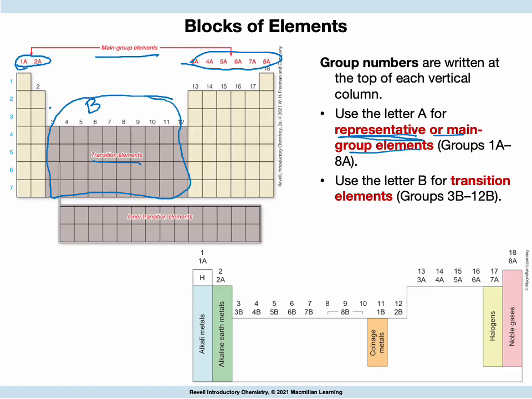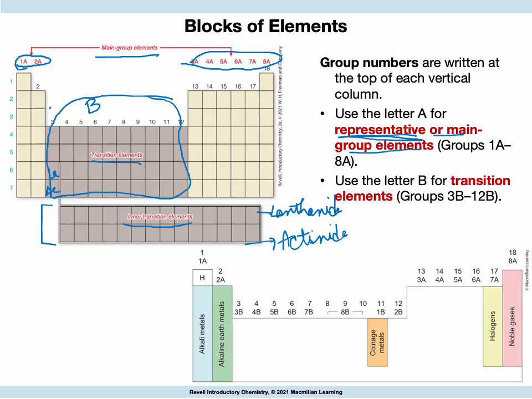The two other rows that you see at the very bottom are called inner transition elements. Apart from this, the top row is called the lanthanide series, and the bottom row is called the actinide series. This comes from the first element that you see here. This is lanthanide, this is actinide, so they come from these names. So just know these distinctions.